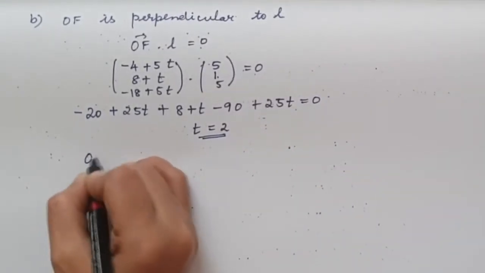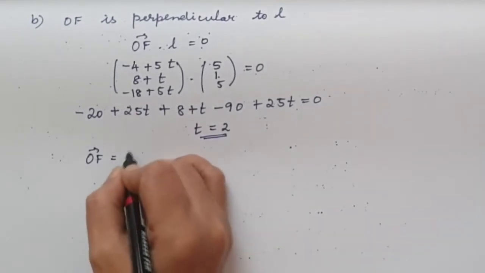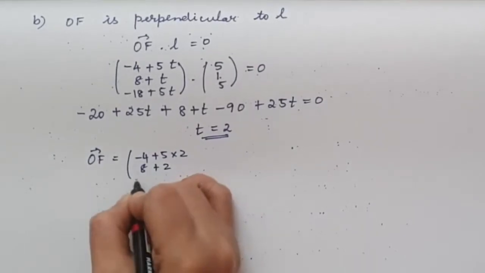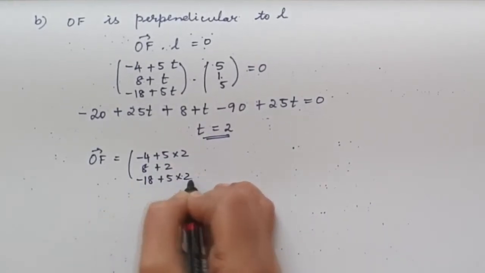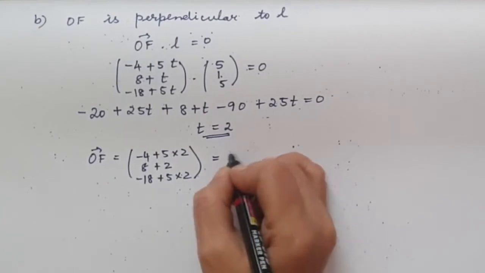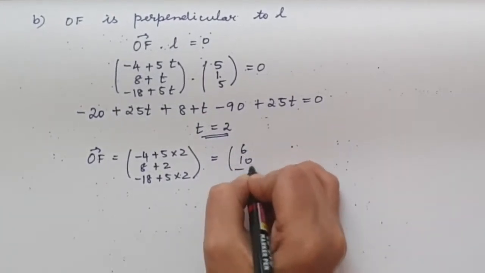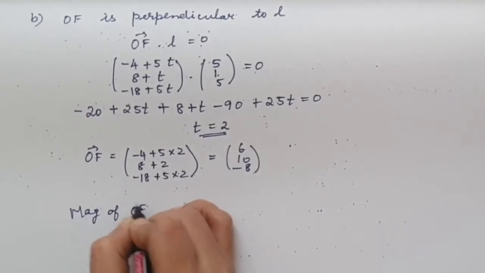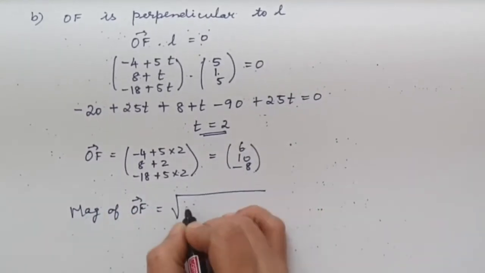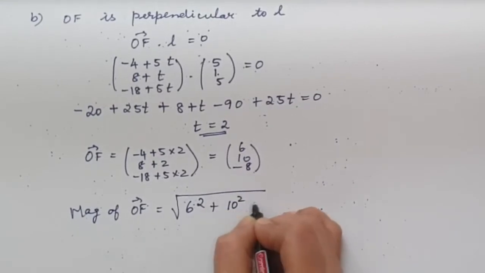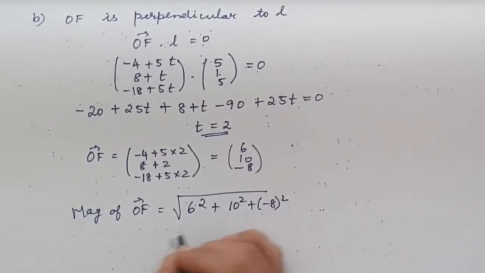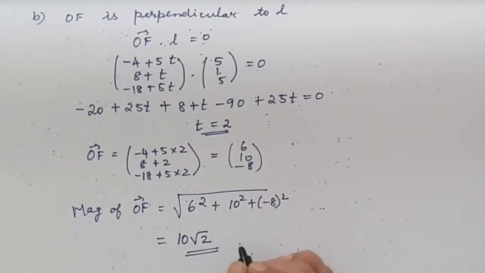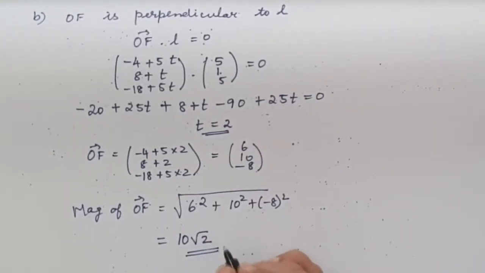So our value for the vector OF will be equal to minus 4 plus 5 into 2, 8 plus 2, minus 18 plus 5 into 2. This will be equal to 6, 10 and minus 8. Therefore, the magnitude of OF will be equal to square root of 6 squared plus 10 squared plus minus 8 squared. When you simplify it, you get 10 root 2. You can write it as a decimal as well, to correct to 3 significant figures.